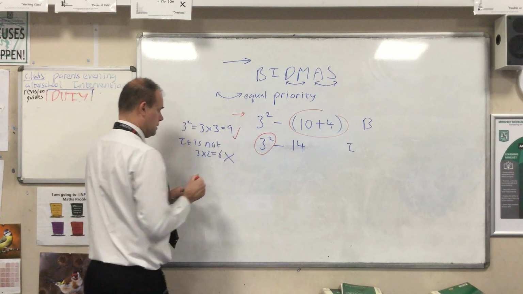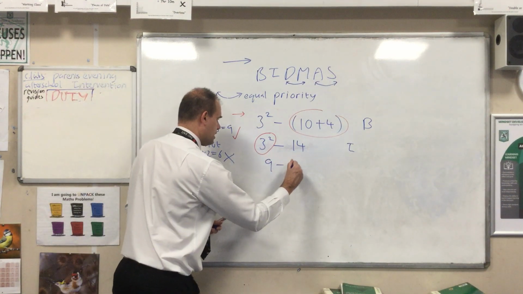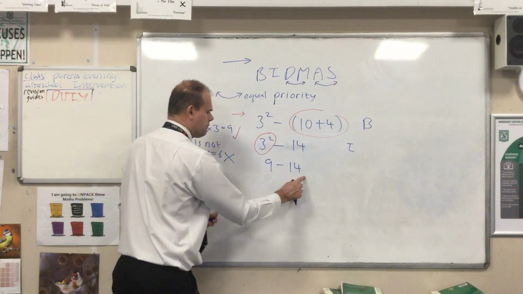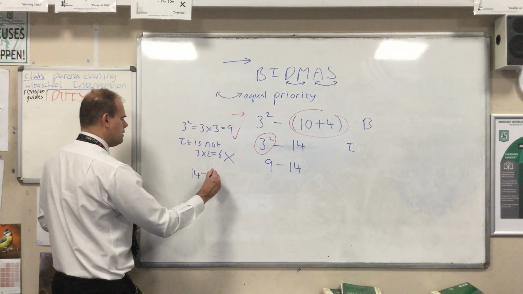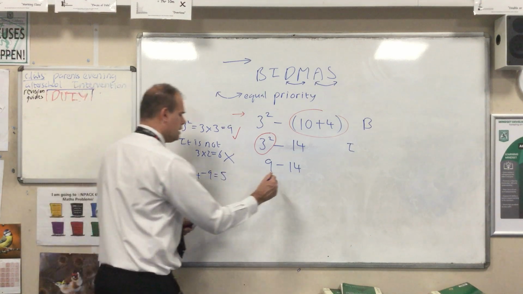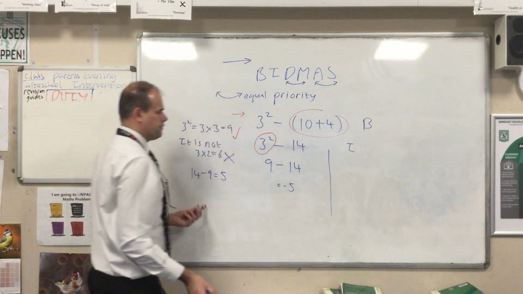So if I go back to my work in here, left to right, 3 squared is 9. 9 take away 14, well I'm actually taking away more than I've got, okay? So think about it, what would 14 take away 9 be? Well, that would be 5, but it's the other way around. So that's going to give you minus 5.